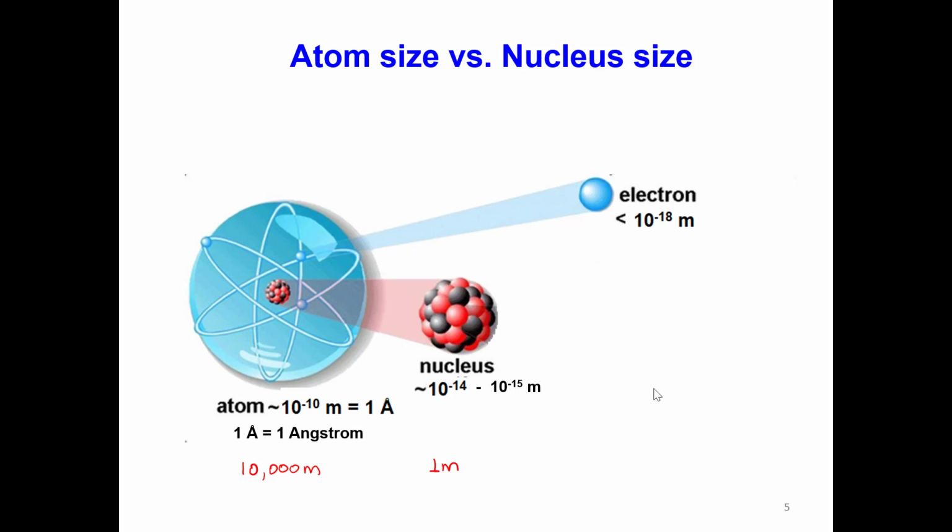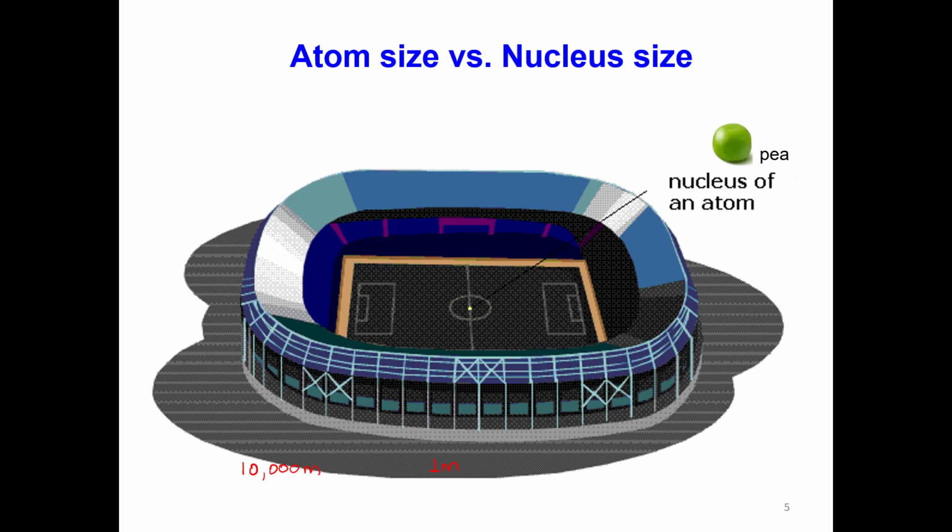Another good example to get an idea about the size of the atom versus the size of the nucleus is the comparison between a stadium and a pea. The stadium corresponds to the atom, and the pea located in the center of the stadium corresponds to the nucleus. In this scale, the electron will be just a small dot.